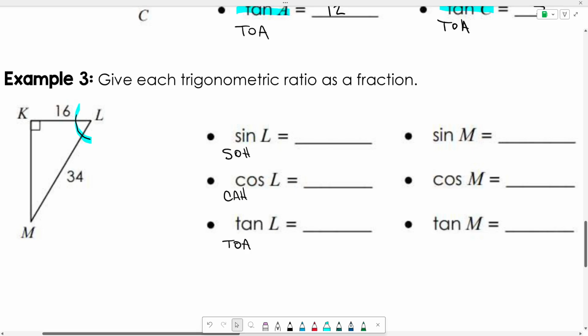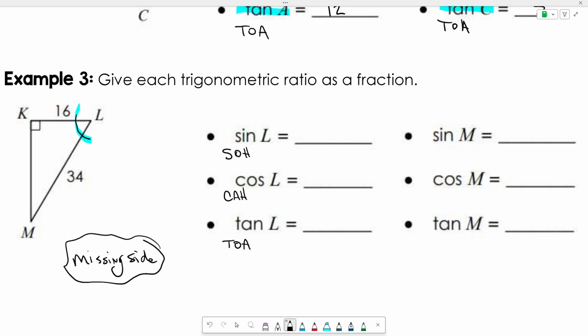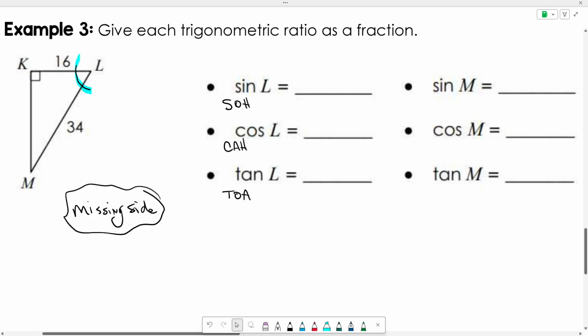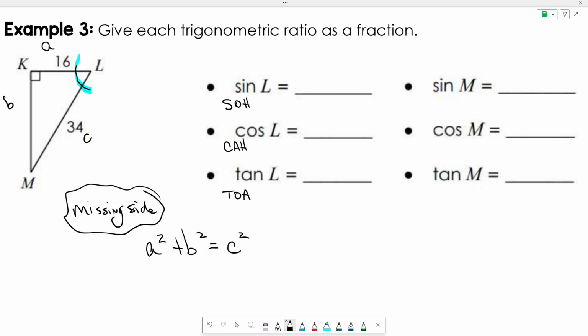In order to find my missing side, I have to go back and remember, oh, this is a right triangle. So how do I find a missing side in a right triangle? I use a squared plus b squared is equal to c squared. This would be my a, my b, and my c, and I plug them into the Pythagorean theorem. So I'm going to have 16 squared plus b squared is equal to 34 squared.